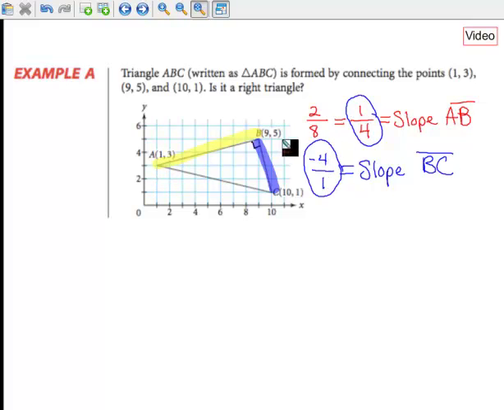And obviously when you have two lines that are perpendicular to each other, one is going to be going up, one's going to be going down, unless you have perpendiculars at a horizontal and vertical line. So we can conclude that this is a right triangle because this is a right angle, because we know that perpendicular lines have negative reciprocal slopes. So we have a right triangle here, ABC.